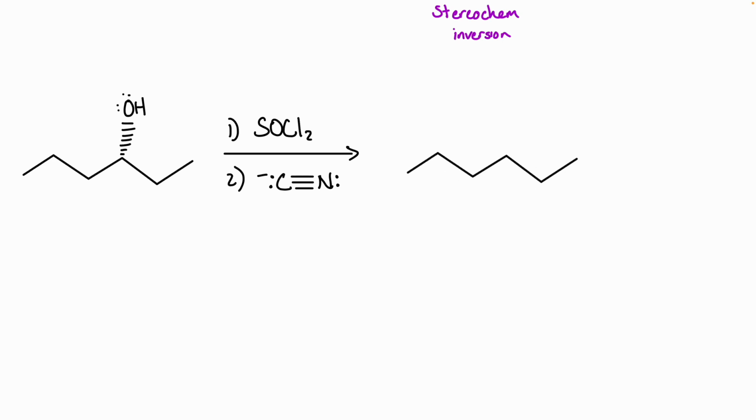All right, so that first step is going to flip that dashed bond to a wedge. But then when I have my second nucleophilic substitution step, it's going to flip it back to one of those dashed bonds.